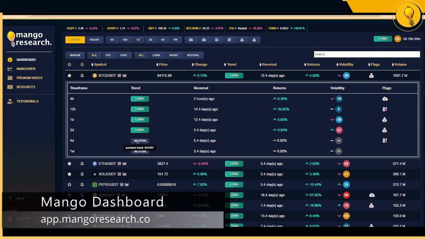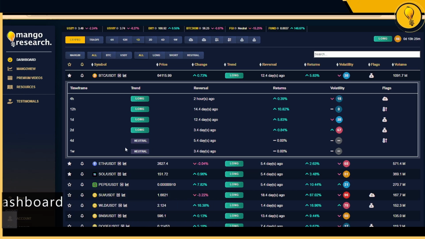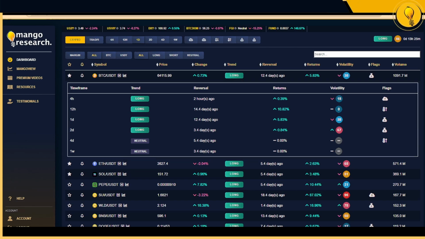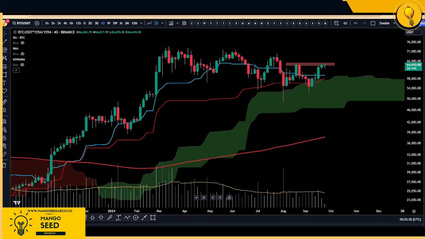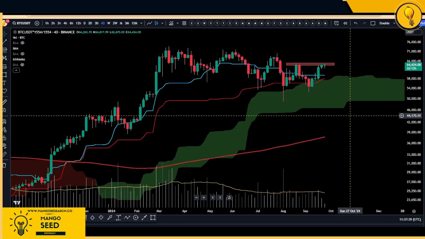Remember guys, we already got a victory on the dashboard 5 days ago when we flipped from short to neutral. Now we're looking for this to flip from neutral to long. The next and final victory is going to be when the weekly flips from neutral to long. One step at a time, the Roman march. We are making our way towards $100,000. 2 days and 13 hours until the next 4-day candle close.